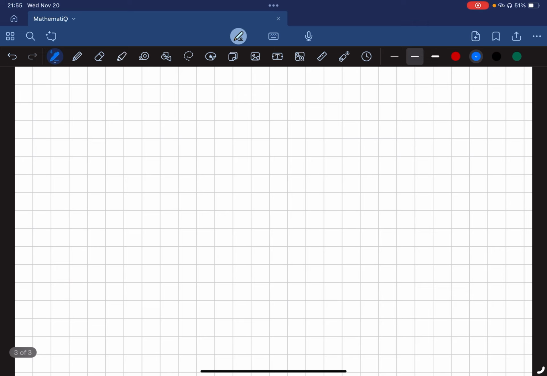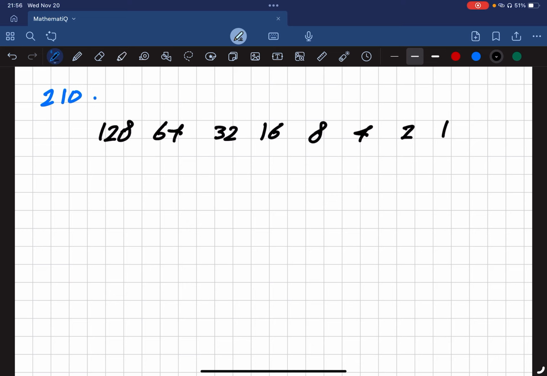Let's try a bigger number. Let's say it's like 210. Okay, a little bit of a bigger number. So we write it out again. Let's start from this side: 1, 2, 4, 8, 16, 32, 64, 128. And remember, once again, this is 2 to the 0, 2 to the 1, 2 to the 2, 2 to the 3, 2 to the 4, 2 to the 5, 2 to the 6, and 2 to the 7.